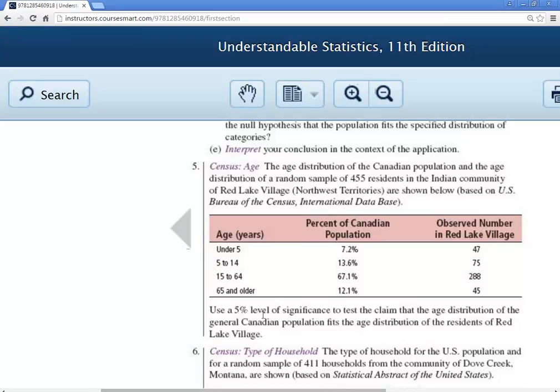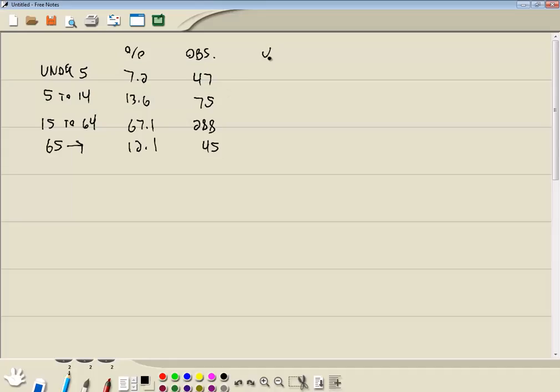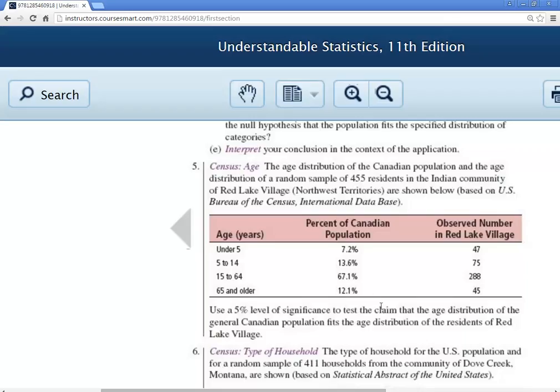Okay, and it says use a 5% level of significance. So alpha is 5%. To test a claim that the age distribution of the general Canadian population fits the age distribution of the residents of Red Lake Village. Now notice what these columns are. This percent here is the Canadian population. That's what this age distribution, they believe, like, for example, 7.2% are under 5. They believe 13.6% are from 5 to 14. Now what we're wanting to do is compare the actual number in this Red Lake Village with the Canadian population.